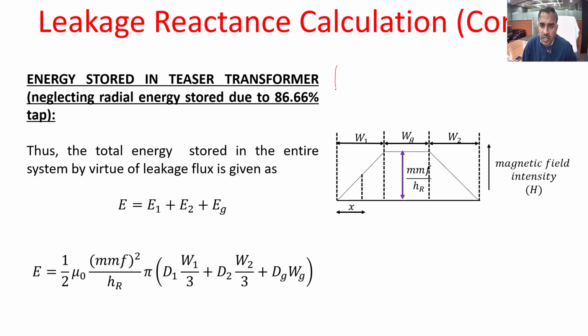This is the primary winding of the teaser transformer, and this is the secondary winding of the teaser transformer. Now, if you were to use the 86.6% tap, then obviously only the winding of this much height will be used. This winding is not used. So in this case, of course, this is the axial MMF. This will be there. But in this case, radial MMF will also be there here.